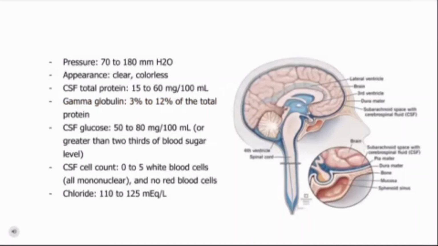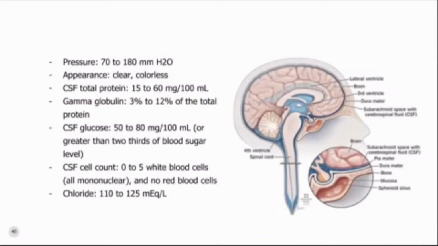These are the normal findings of cerebrospinal fluid. Pressure is 70 to 180 mmH2O. Appearance is clear and colorless. CSF total protein is 15 to 60 mg per 100 ml. Gamma globulin is 3% to 12% of the total protein.